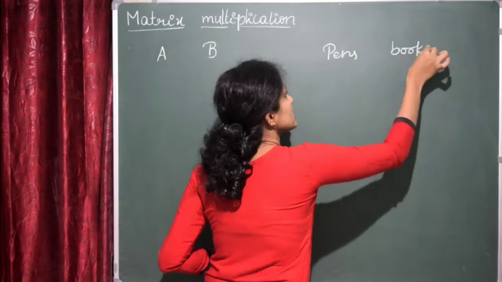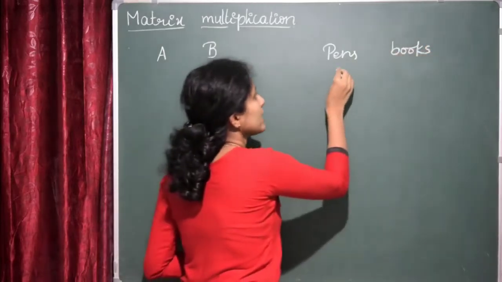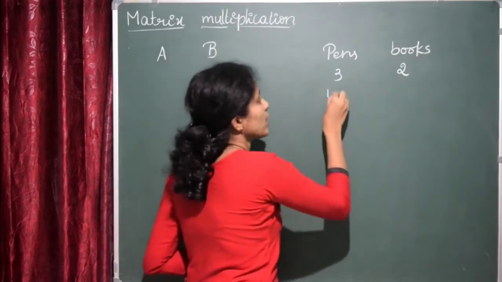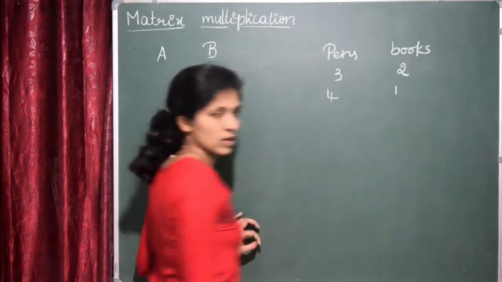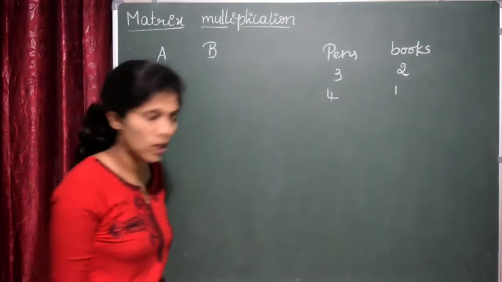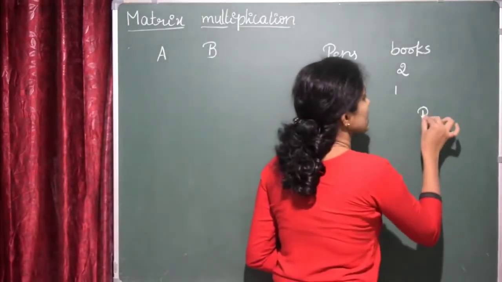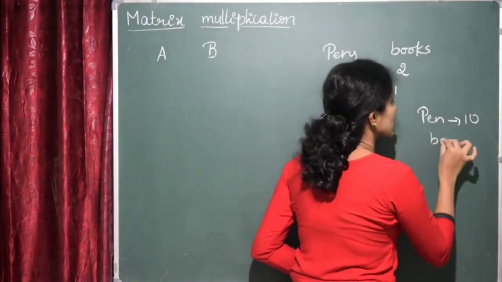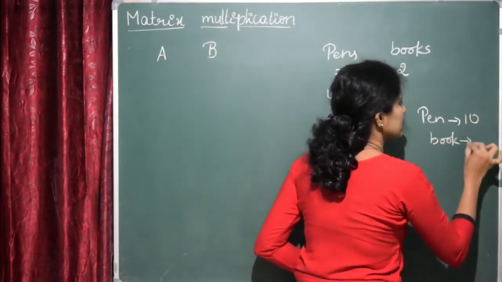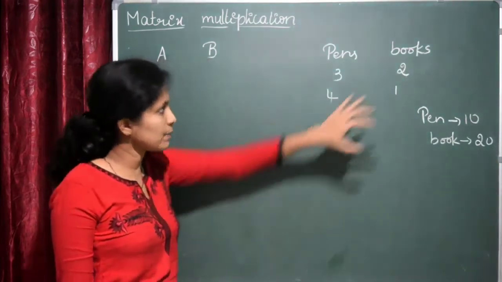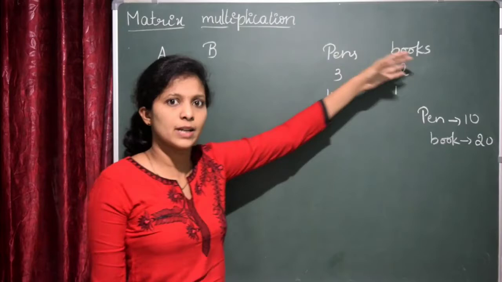Person A says that he wants to buy 3 pens and 2 books, and B says that he wants to buy 4 pens and 1 book. They go to one shop and ask the price of each pen and book. The shopkeeper says each pen costs 10 rupees and each book costs 20 rupees. Let me consider this, 10 rupees and 20 rupees. Now, how will they buy this, the number of pens and books?